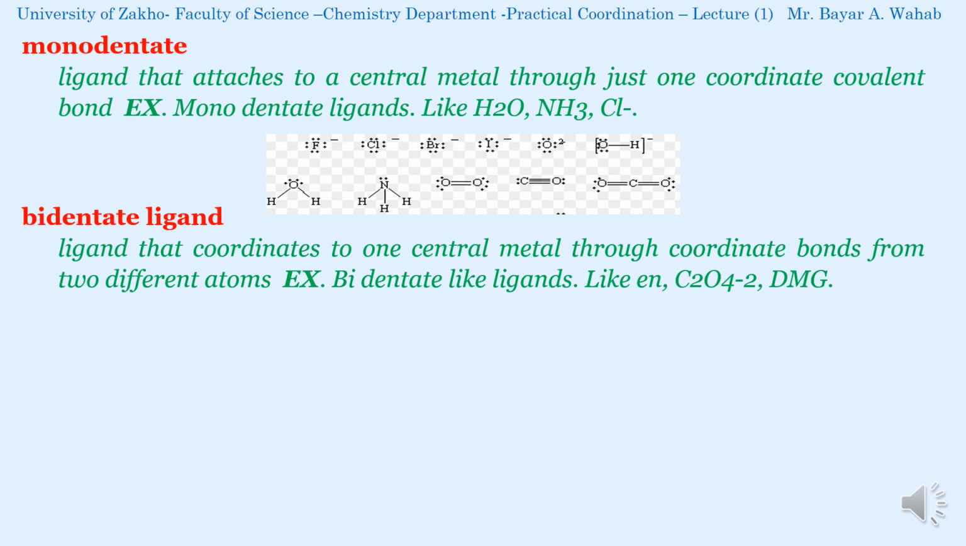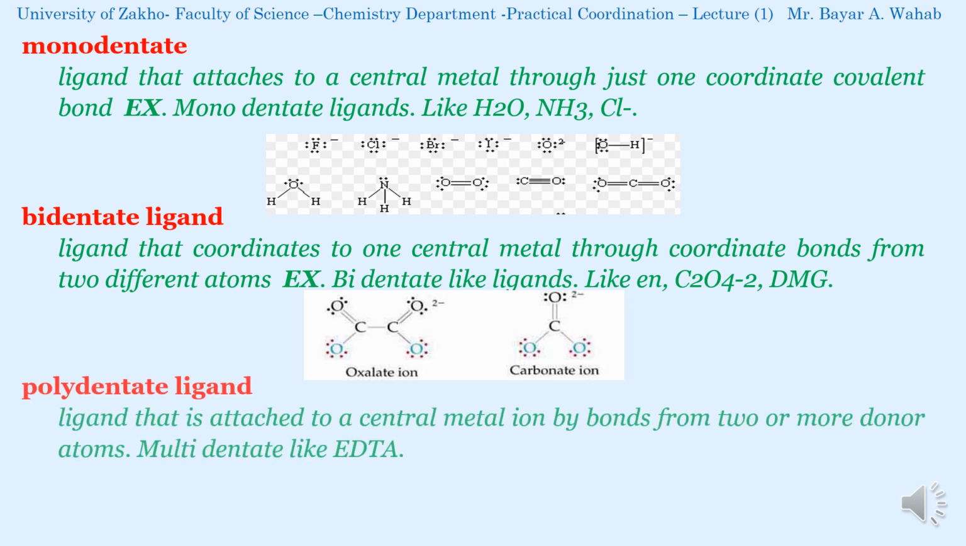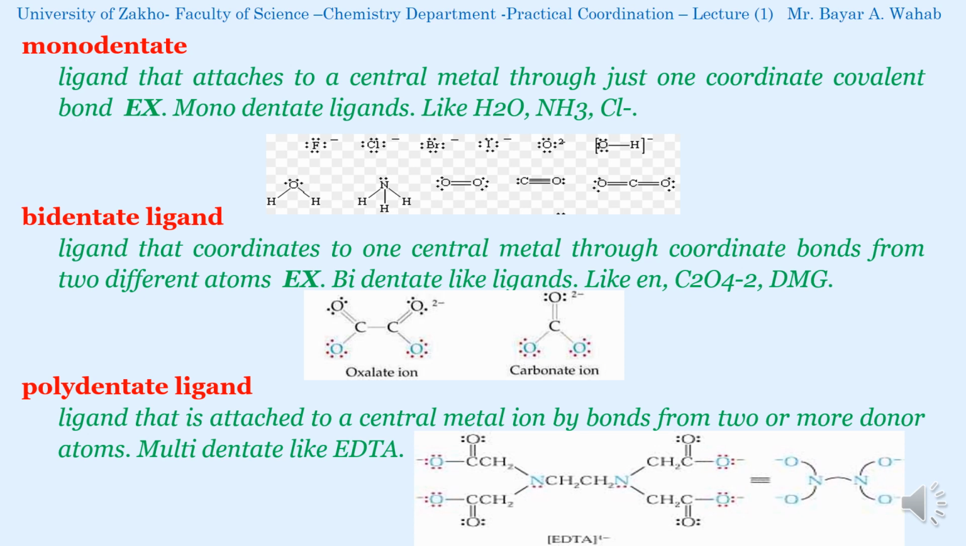Bidentate ligand: a ligand that coordinates to one central metal through coordinate bonds from two different atoms. Bidentate ligands include oxalate, dimethylglyoximate, or carbonate ion. Here we have more than one donor atom. Polydentate ligand: a ligand that attaches to the central metal ion by bonds from two or more donor atoms. A multidentate ligand is like ethylenediaminetetraacetic acid. Here we have 6 donor atoms, 4 oxygen and 2 nitrogen.